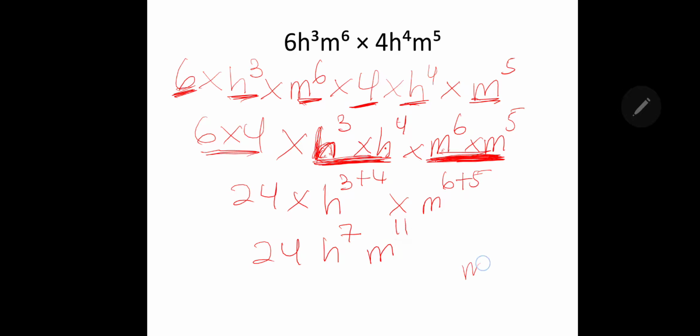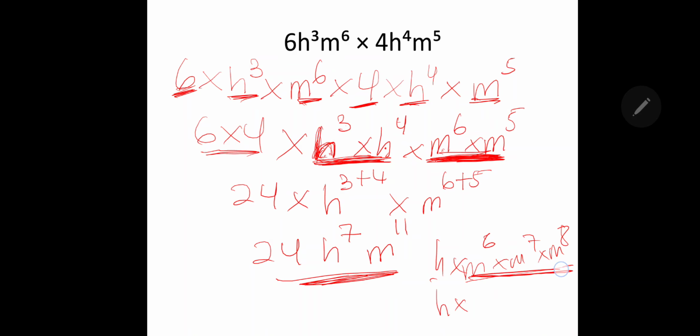This is the final answer, but I'm just saying, if it is m times 6 times m times 7 times m times 8, times h, h is not the same as this, so write your h, and then the same bases are multiplying. So you add their index. 6 plus 7 plus 8 is what? 21. So m exponent 21.